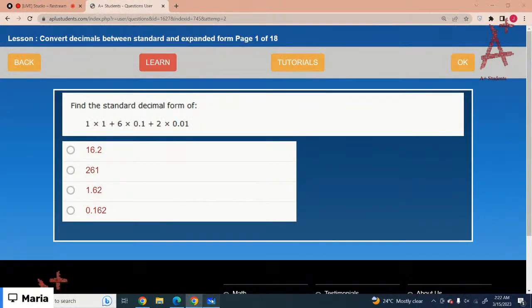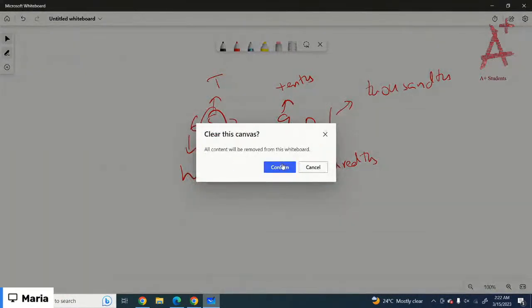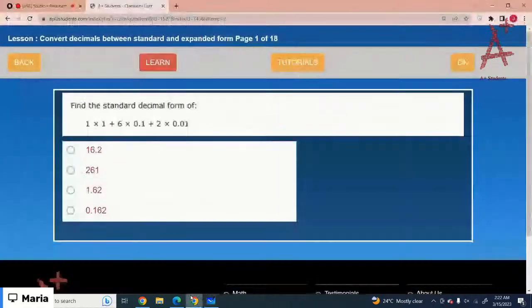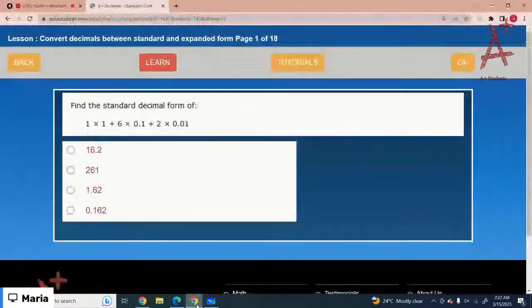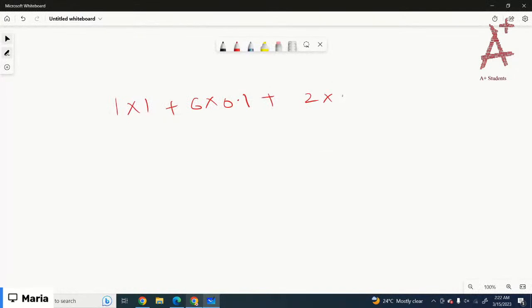1 times 1 plus 6 times 0.1 plus 2 times 0.01. Just look at the first one. Here you don't have the decimal value. That means that is the number before the decimal, the digit at the ones position. 1 times 1 is 1. Now just look at the 6 times 0.1.